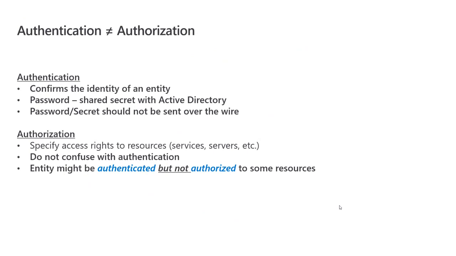In the domain environment, with a DC, the predefined passwords are always stored on the Active Directory DC. In authorization, we would ask, does the account have permissions to access a resource? This will be validated by the resource being accessed. We'll see how it takes place with NTLM and Kerberos in a few more minutes.